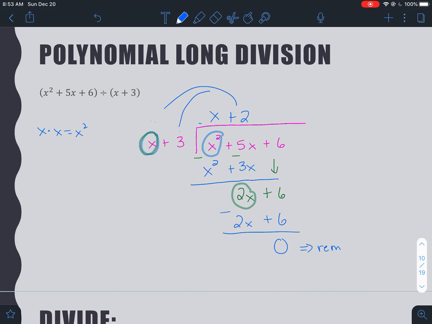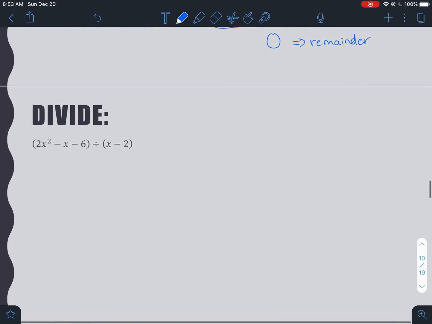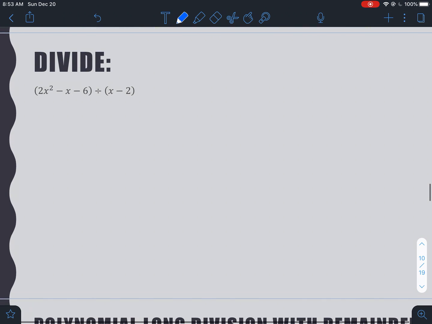And then subtract going down. So 2x minus 2x is 0. 6 minus 6 is 0. And whatever you're left with is the remainder. Since my remainder was 0, it went in nicely. So x squared plus 5x plus 6 divided by x plus 3 is going to equal x plus 2. And that's polynomial long division.